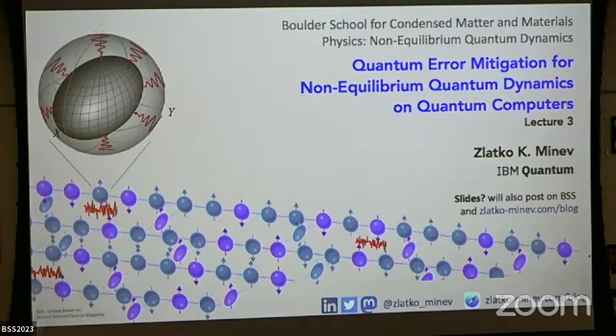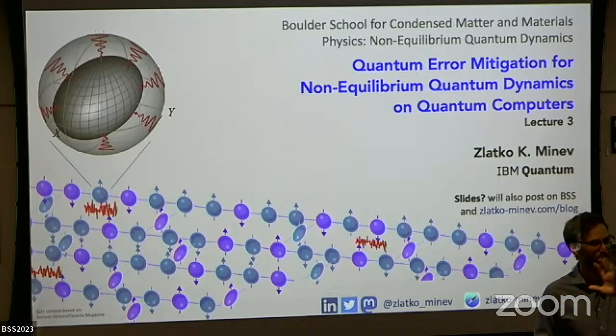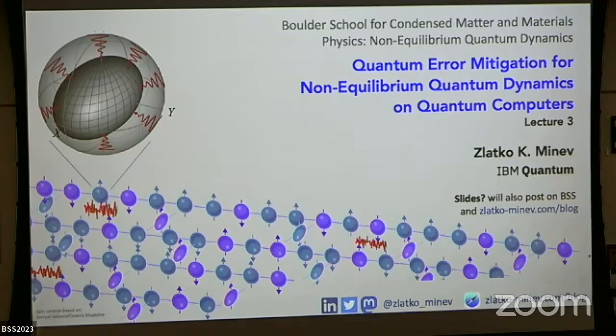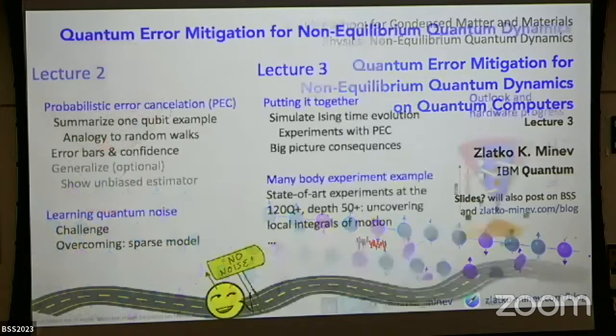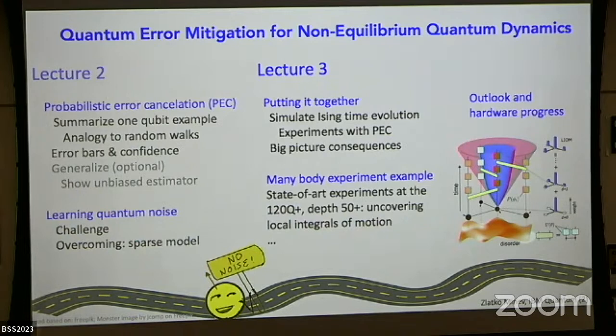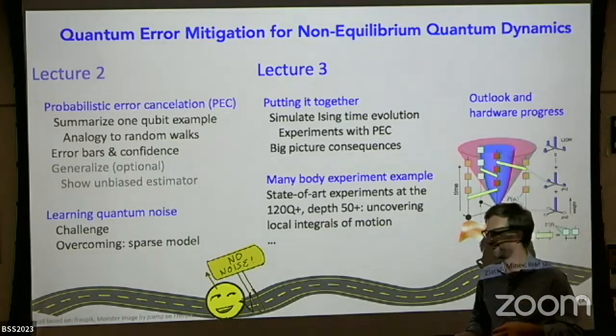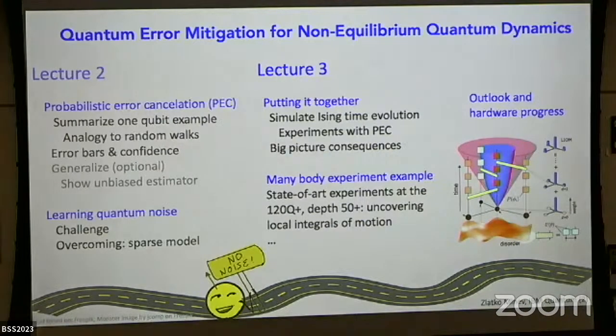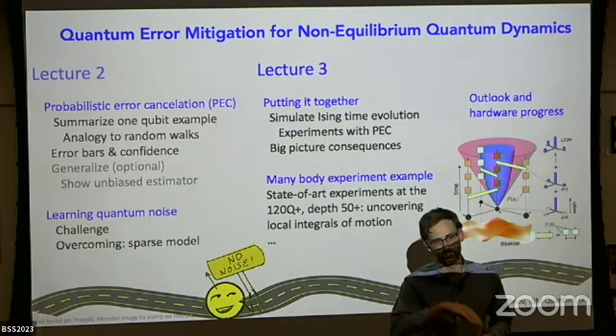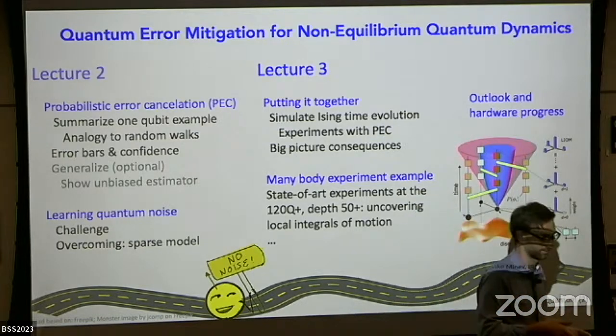We worked really, really hard in lectures one and two to lay down a lot of groundwork for getting to real experiments and taking your great theory ideas into experiments on quantum computers and devices. So in lecture two, we really focused on one particular but keystone method, probabilistic error cancellation, which somebody called magic, talked about error bars, and finally learning the noise and overcoming it. Perfect, so that was all under the hood. Now we're gonna abstract that away, call it a method and just use it.